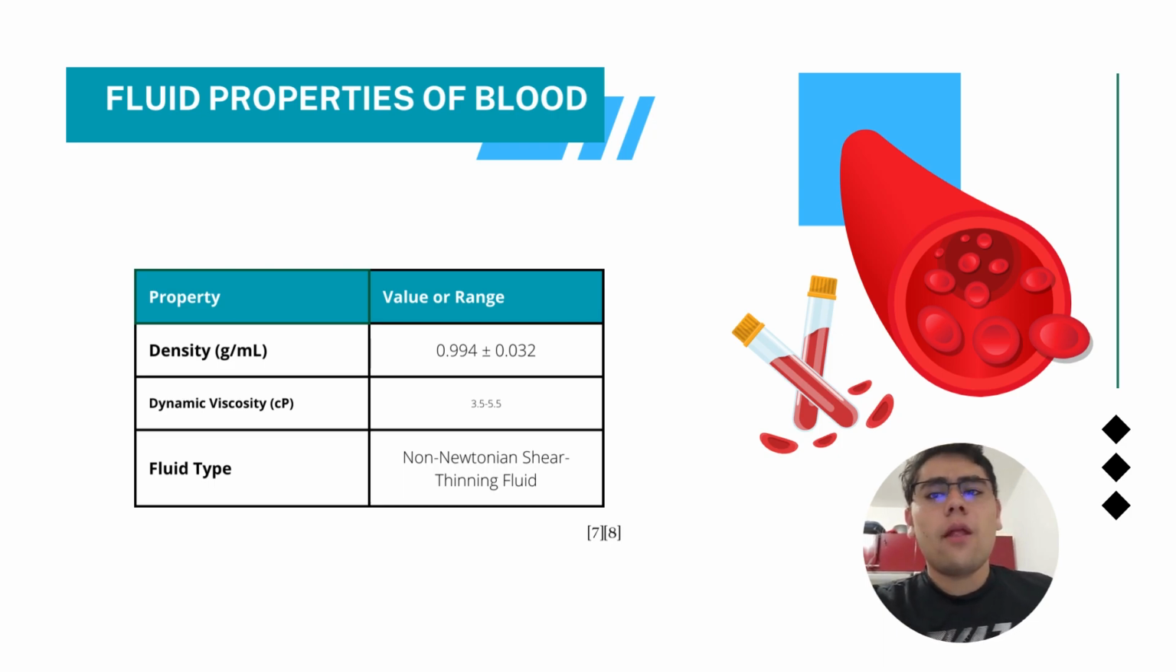For the properties of blood, density is reported in different values, but the most common range is near 0.994 grams per milliliter. As well, dynamic viscosity was reported at 3.5 to 5.5 centipoise, and blood is characterized as a non-Newtonian shear thinning fluid.